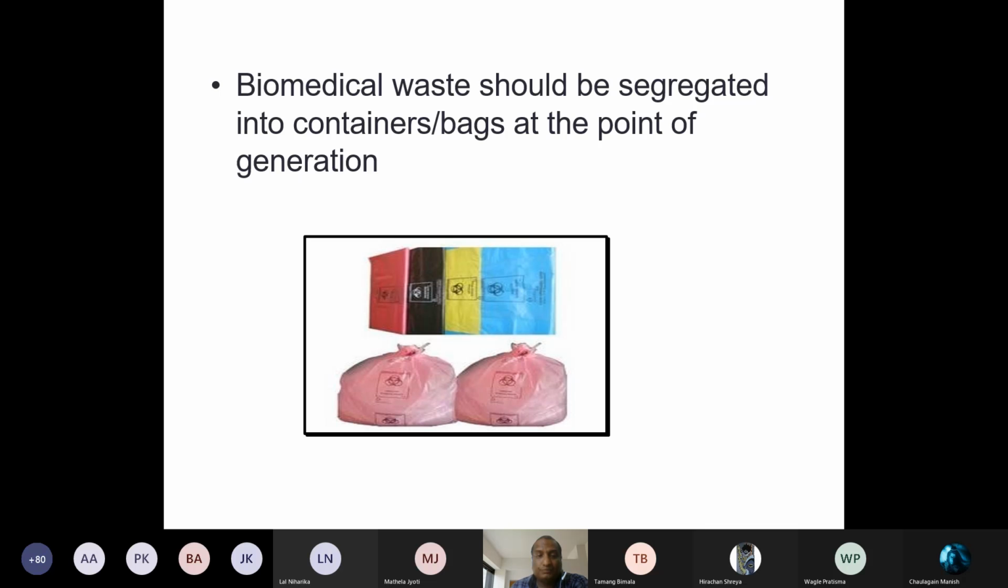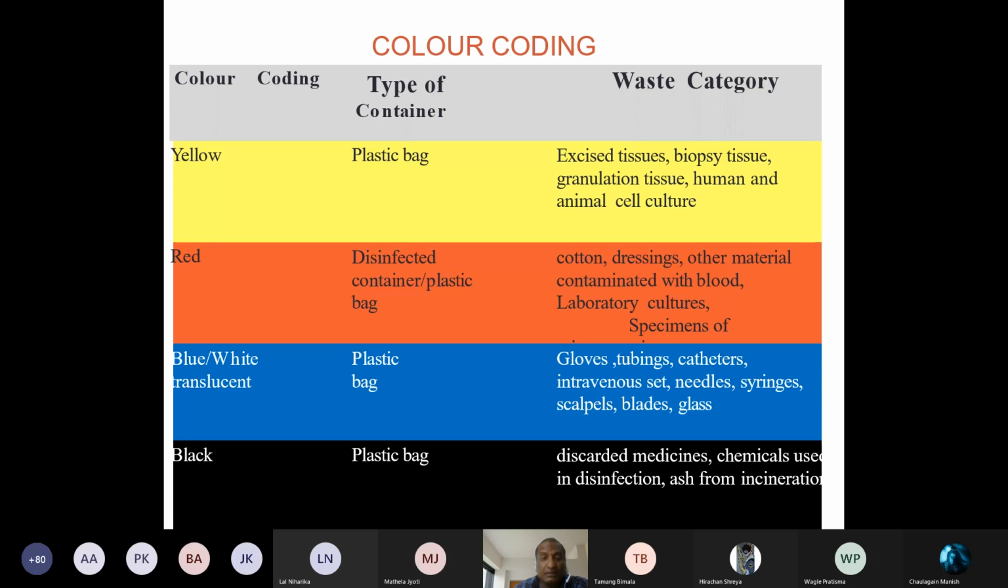See, it is written there: segregated into containers or bags at the point of generation. What do you mean by that? Suppose in the emergency department, cotton and all these things are there, even medicines used, immunization, vaccines used, or anything that is generated. We should keep containers with different colors and dispose of it there first of all. After that, we can collect it as a whole.